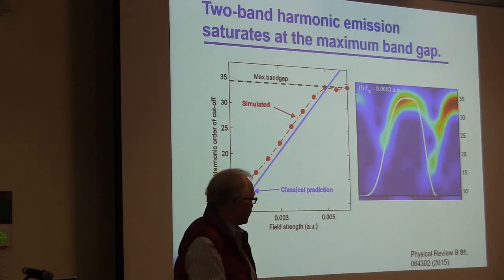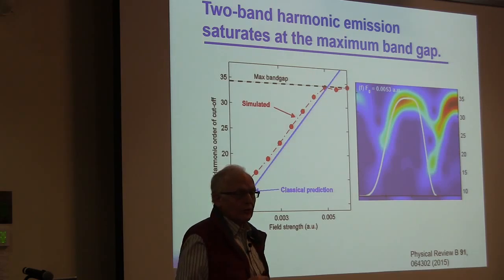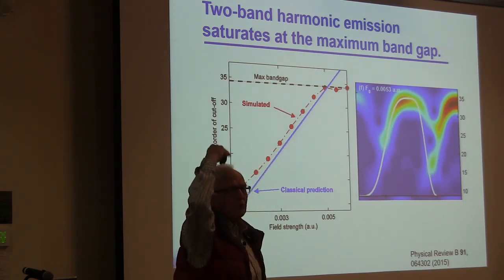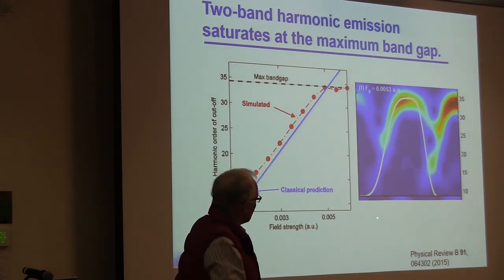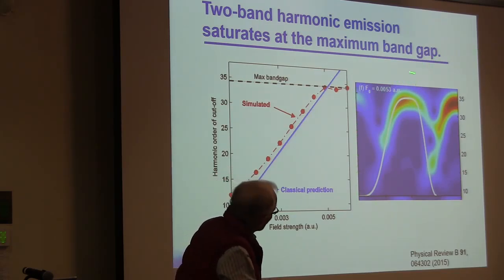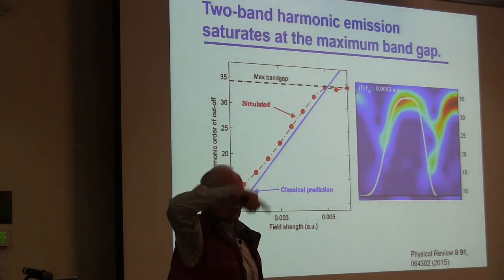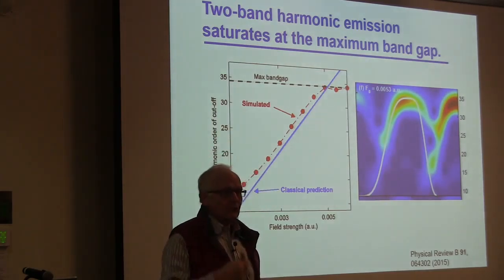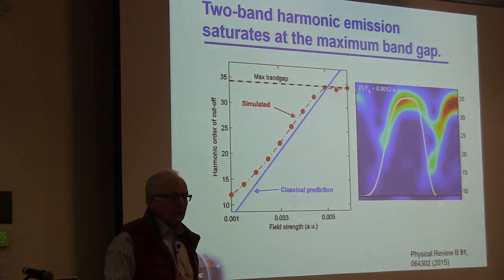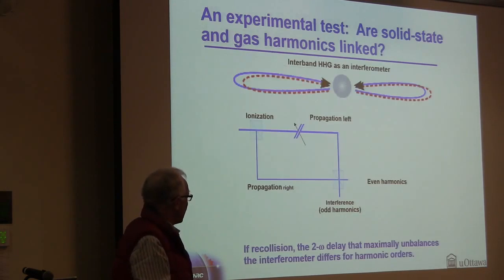Yes, a cycle of the driving field, which is 3.5 microns in this case. I don't know offhand what it is, a few femtoseconds. And this is energy going up to the cutoff, and the field strength is up there at the top. All I wanted to show was the trajectory-like or the chirp-like behavior that you know from gas harmonics. So this is coming out of the model.